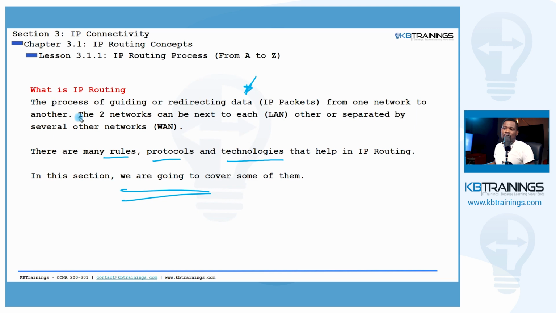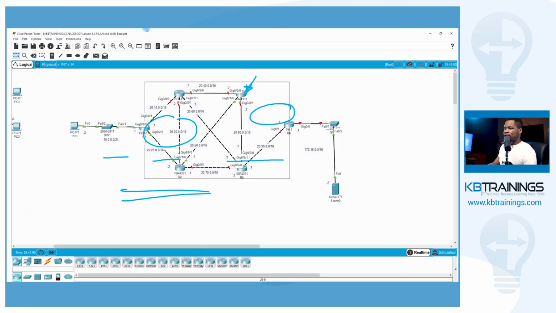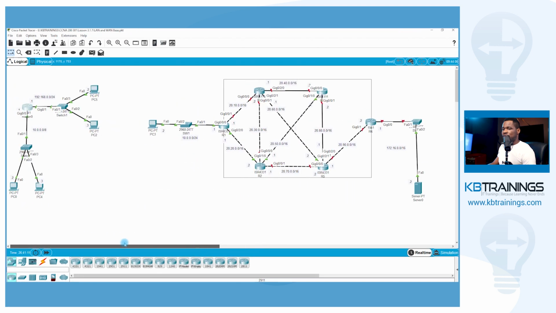So I talked about the two networks being next to each other, just like in the LAN. You may have networks that are next to each other inside a local area network, or you have several networks all together, like in a WAN or the internet, which is the network of networks. So I have a packet transfer topology here, which we're going to refer to most of the time. And inside the topology, I just have a representation of, let me show it to you here, a LAN. This is a local area network. And this is a wide area network, or WAN.